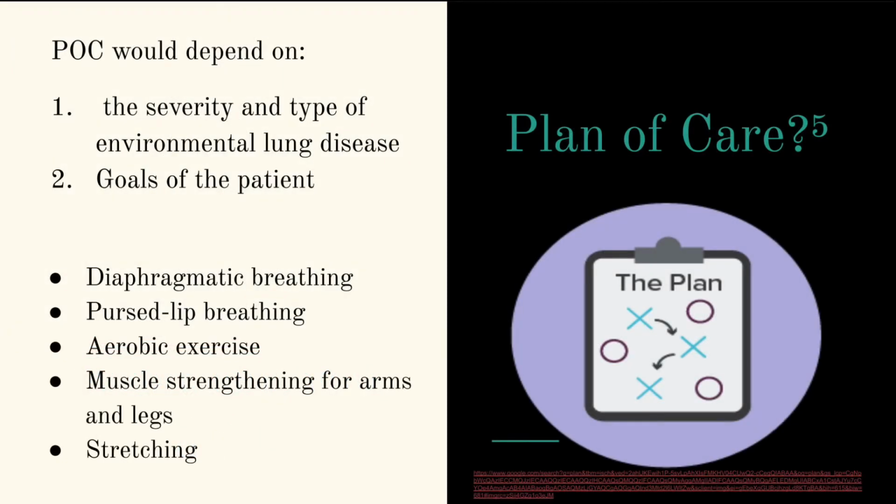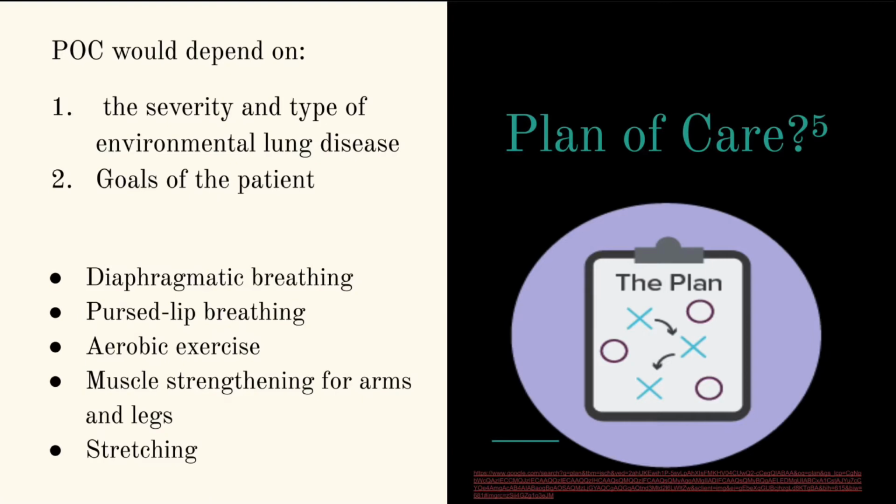The plan of care would depend on the severity and type of disease, along with the goals of the patient. Physical therapy treatment is part of a pulmonary rehab program that helps individuals achieve their optimal level of activity and function. Exercises can include breathing training methods such as diaphragmatic breathing, pursed lip breathing, and breathing combined with trunk movement along with physical activity to help patients get through the periods when they feel short of breath.